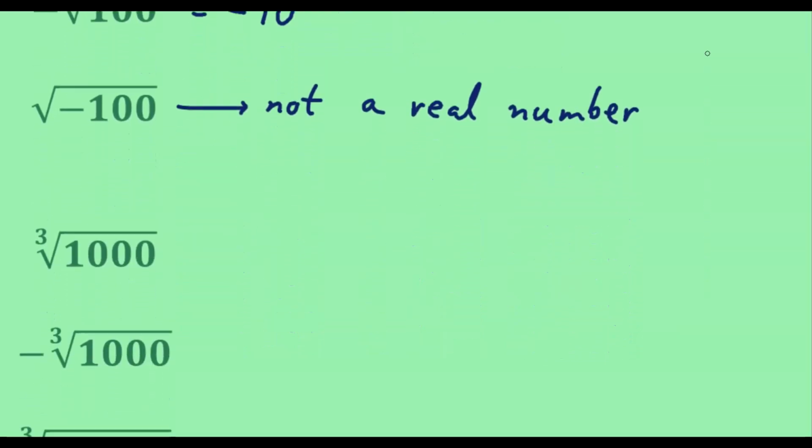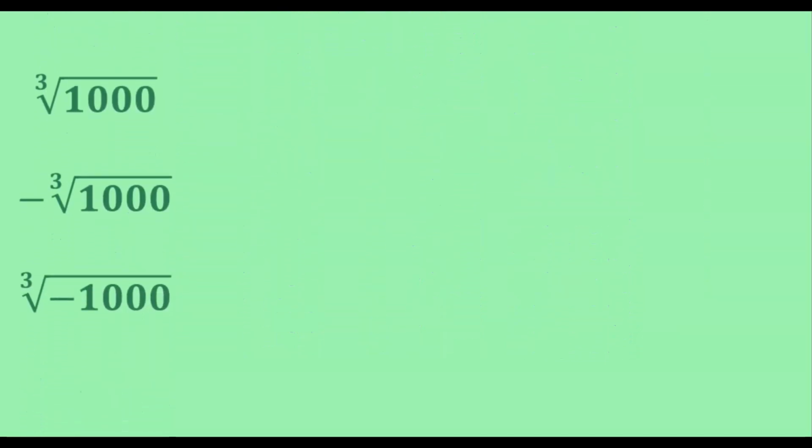Let us consider a few more practice problems. First of all, we have the cube root of 1000. Now, this will be equal to 10 because 10 multiplied by itself 3 times, that is 10 cubed, is equal to 1000. The next one is the negative of the cube root of 1000. So we have the negative of the cube root of 1000, which is 10. And so we are left with negative 10.